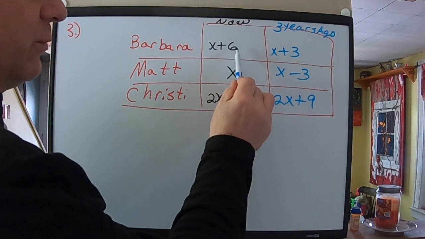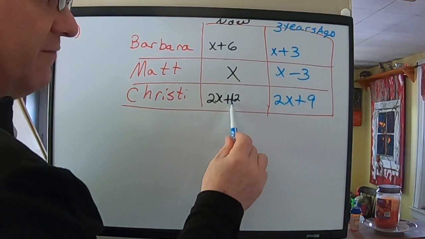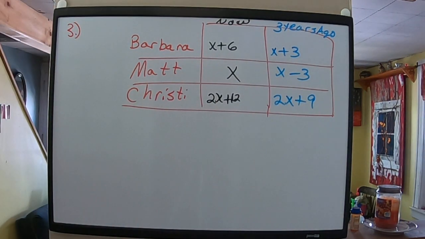Because I'm taking 3 away from the expression, that makes that 3. That makes it negative 3. And I have to take it away from the 12, not the 2. So 9.